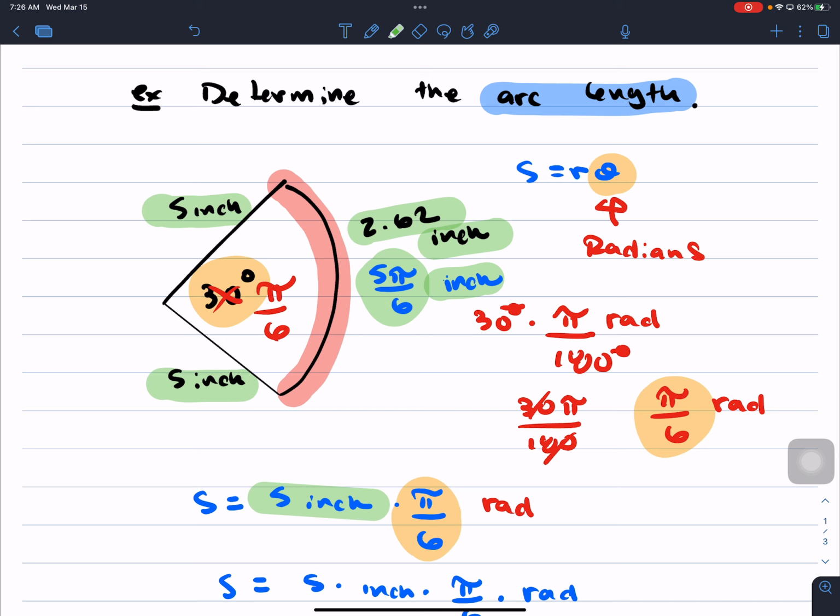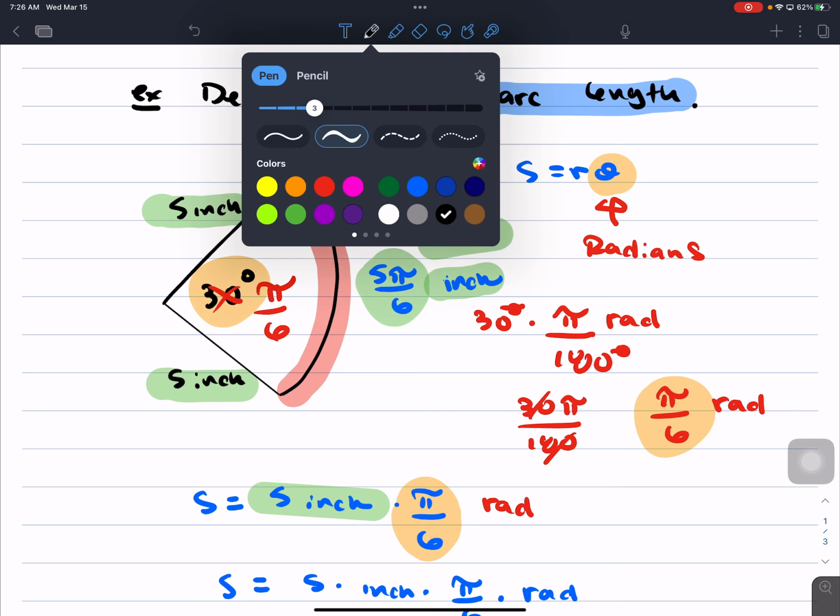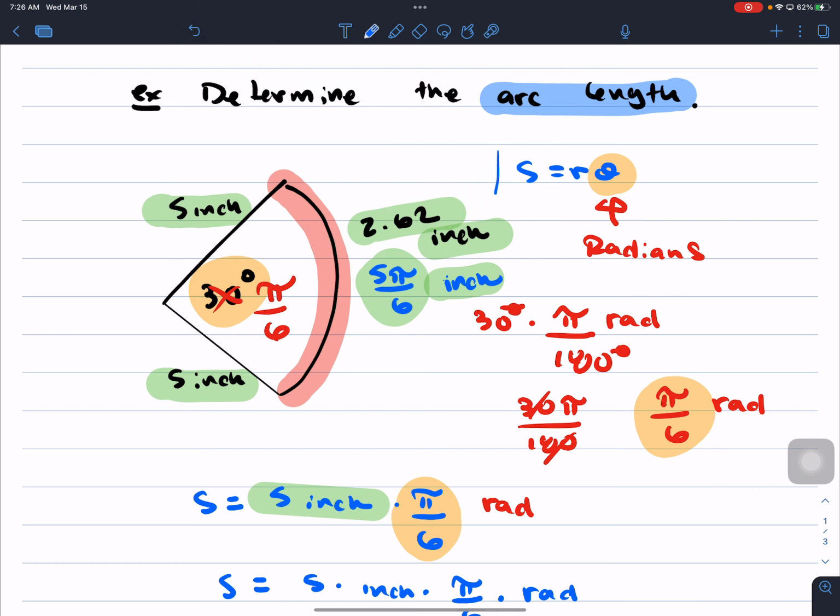So everything that I just went through is expected that you guys know how to go through and do. If they ask you, hey, what's the arc length? You're going to use the arc length formula. But what does your angle have to be in? Angle has to be in what? Radians. If they give it to you in degrees, what do you do? Convert it to radians. And you guys know how to do that. Okay, you guys okay with that?